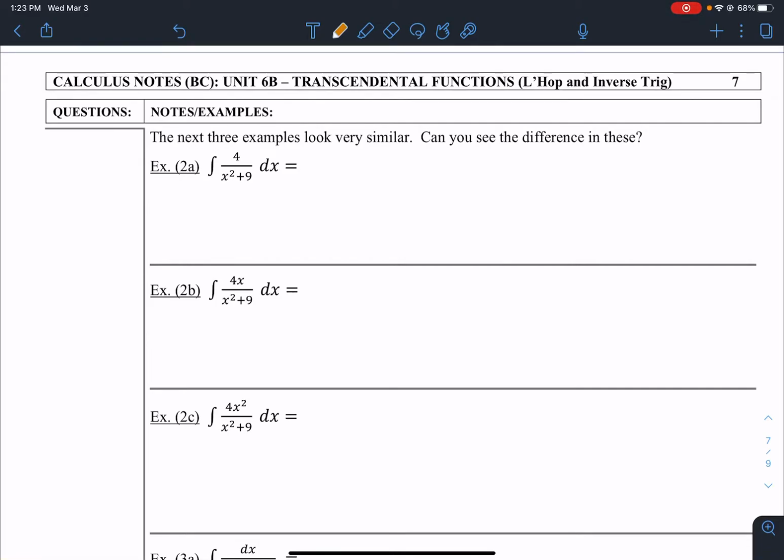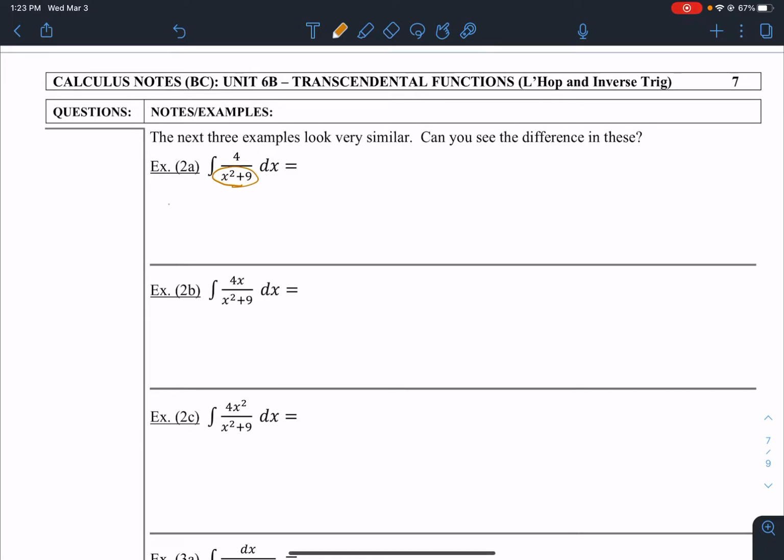2a, 2b, and 2c all look very similar to one another, but they're going to require completely different techniques of integration. This first one, again, I'm looking at the bottom, and I don't immediately go to arctangent. I look at it and I go, okay, can the bottom, because it's all being raised to the 1 power, can I use du over u? Can I use a natural log? But because the derivative of this is 2x, I don't have an extra x up here. I'm going to have to apply arctangent.